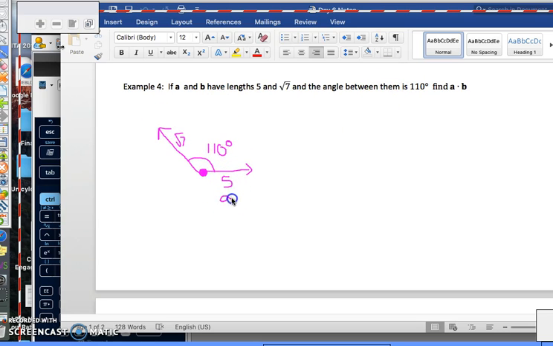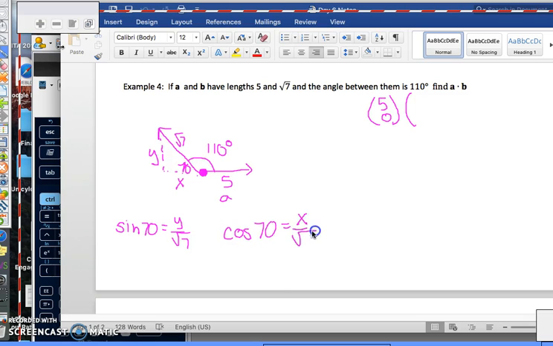Well, if this was vector A in component form, it would be 5, 0 times B. Well, we don't know this B in component form, but if we were to draw this in x and y, there's our x and y components. Well, this is 70 degrees. So let's see, we could use right triangle trig to find this. Opposite over adjacent. The sine of 70 equals y over the square root of 7, and we could find the y component in the x. The cosine of 70, x over root 7. So we could multiply each of these by root 7.